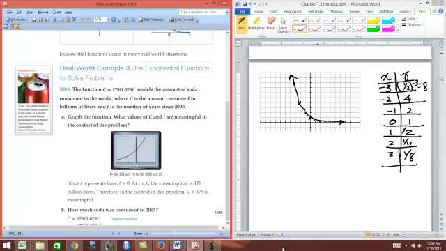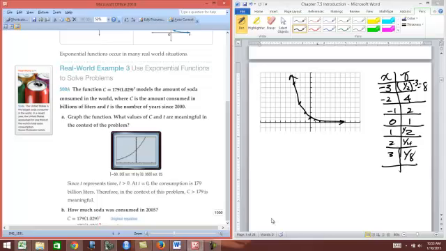Graph the function. What values of c and t are meaningful in the context of the problem? Well, we've got the graph here. t represents time, so the only values of t that make any difference are t greater than 0. And at t equals 0, the consumption is 179, because 1.029 to the 0 is 1. So we've got 179 times 1, so 179 billion liters. In the context of this problem, c greater than 179 is meaningful. And obviously, t greater than 0 is meaningful.